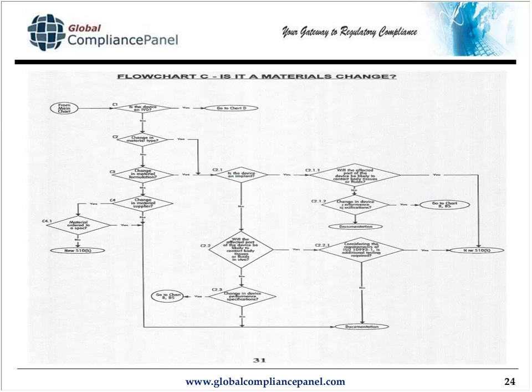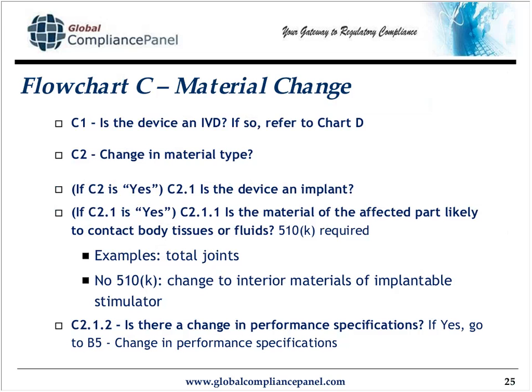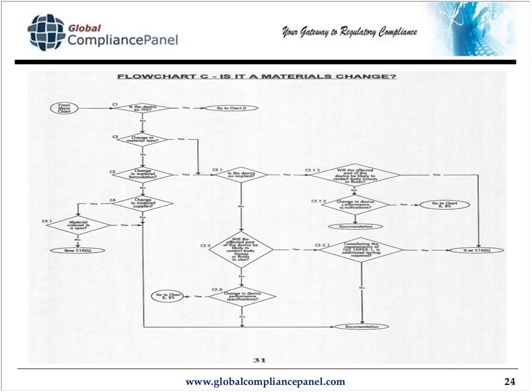Flowchart C is a materials change. In this situation, we're changing what our device is made out of. So C1 says, is the device an in vitro diagnostic? If it is, it's sending me to chart D, and I'm not really referencing chart D during this presentation.